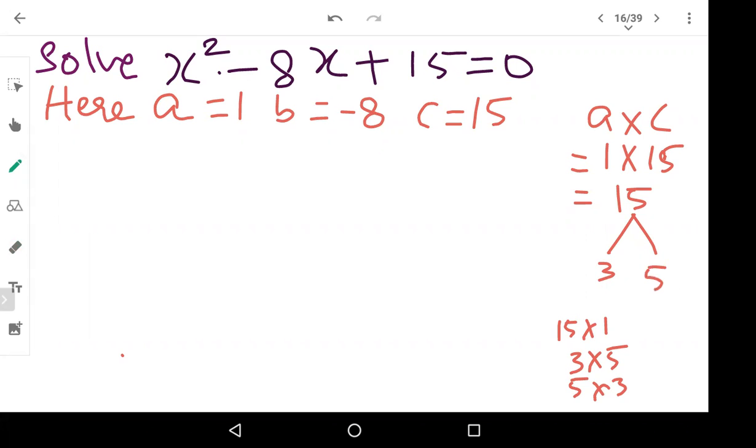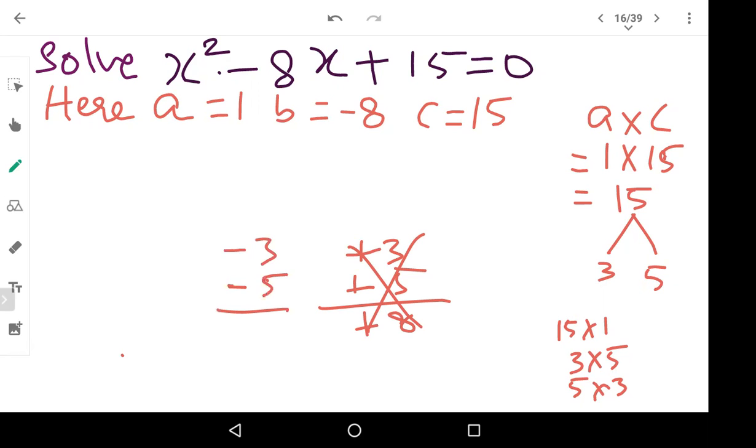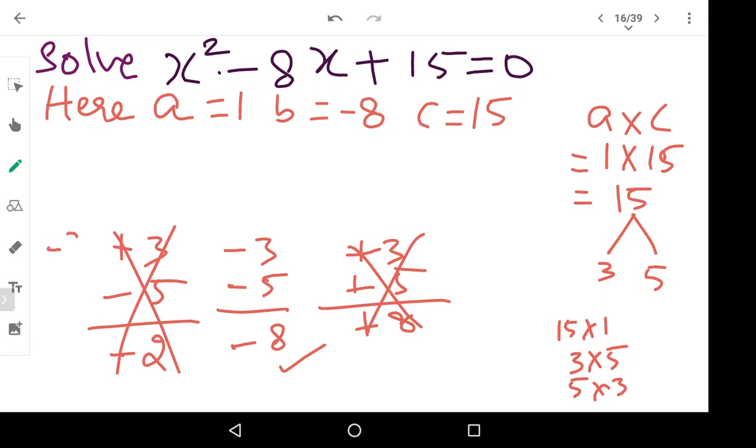Now, let's do the calculation. Plus 3 plus 5 will get plus 8. Not required. Minus 3 minus 5 will get minus 8. Yeah, we got the answer. Now, if at all we had to take plus 3 and minus 5, we will not get the answer at all, because it's going to be minus 2. Minus 3 plus 5 will be 2. So what is that which is required? Minus 3 and minus 5.